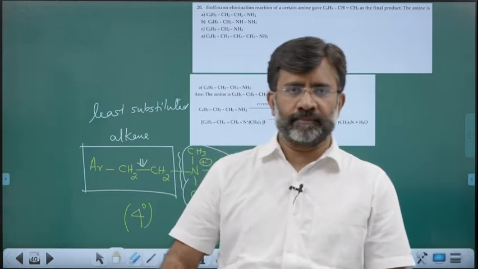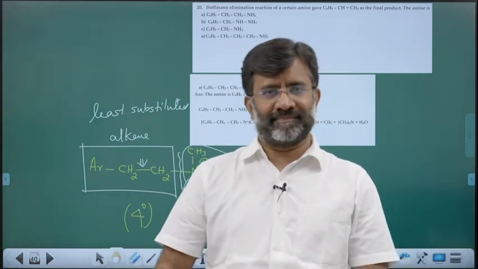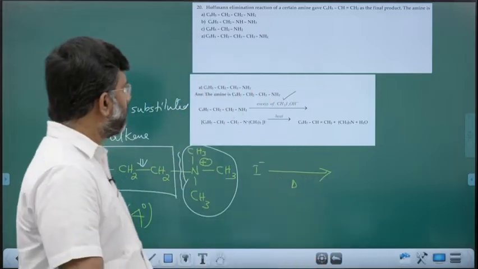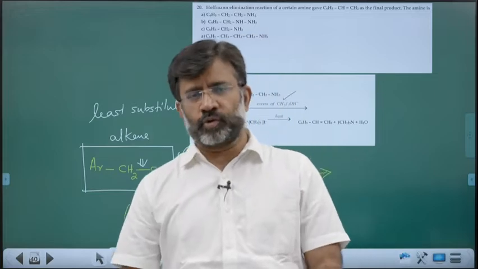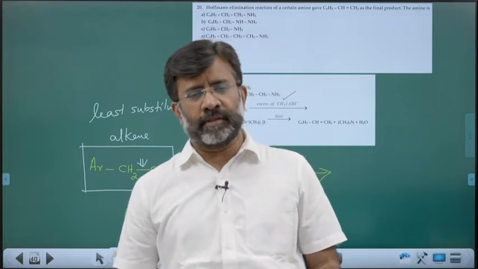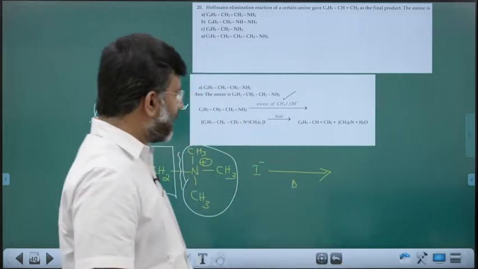Is it clear? Hofmann's elimination reaction is also not in the syllabus, a point which you need to learn as an additional point, because at times you can expect a question. Okay, next.